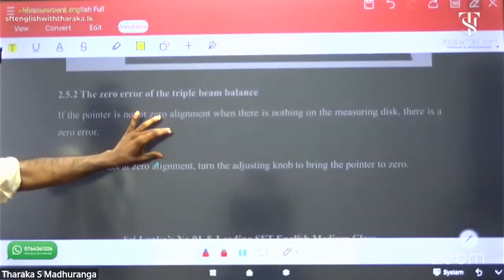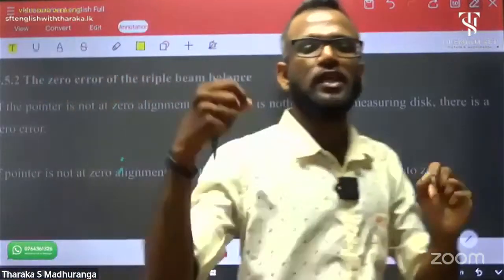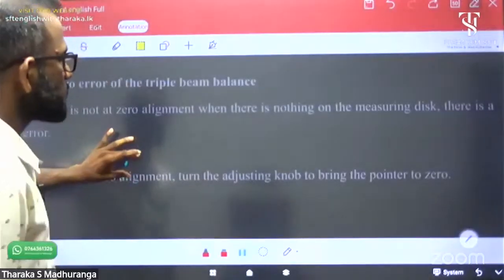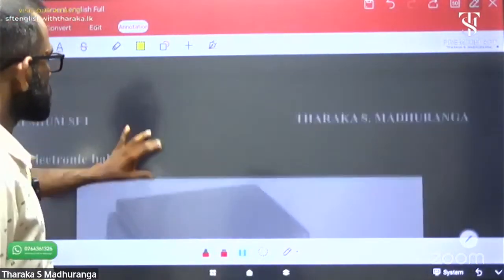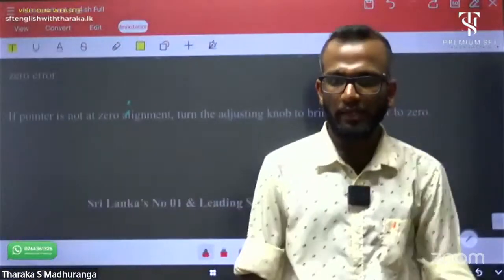Okay. Zero error of the triple beam balance. Actually, we don't need to worry. We can check and adjust it by tare adjustment, right? That's the end of the triple beam balance.